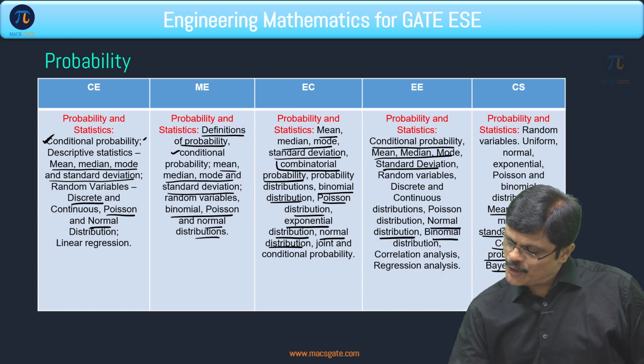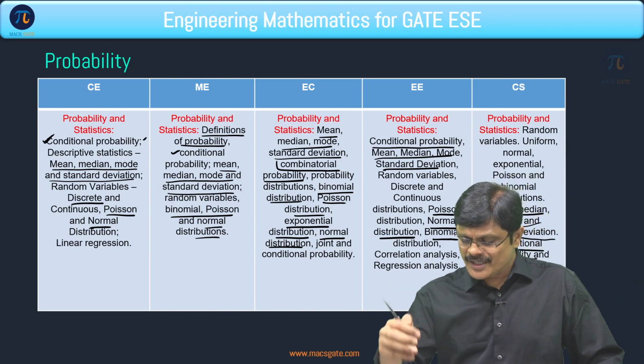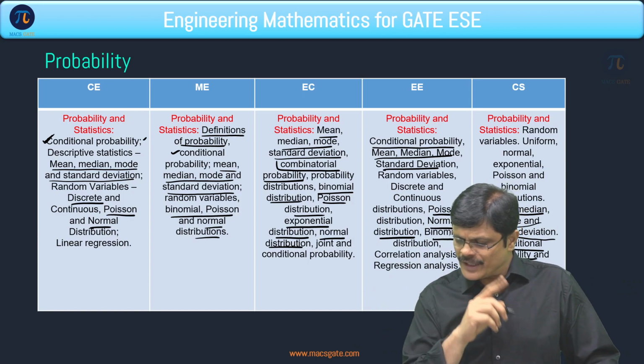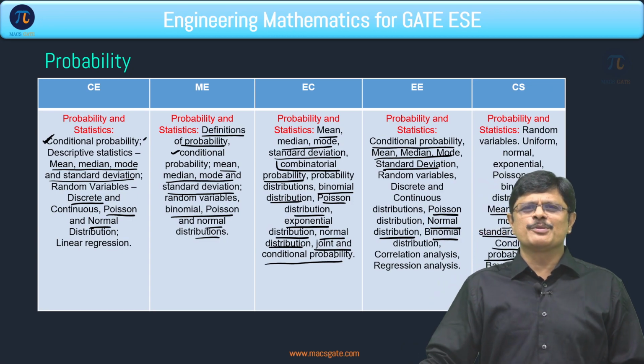Normal, binomial, Poisson distribution, they are like... normal is a continuous distribution. So, they are writing everything together. And one more interesting thing here is for EC students, there is something called joint probability distribution.